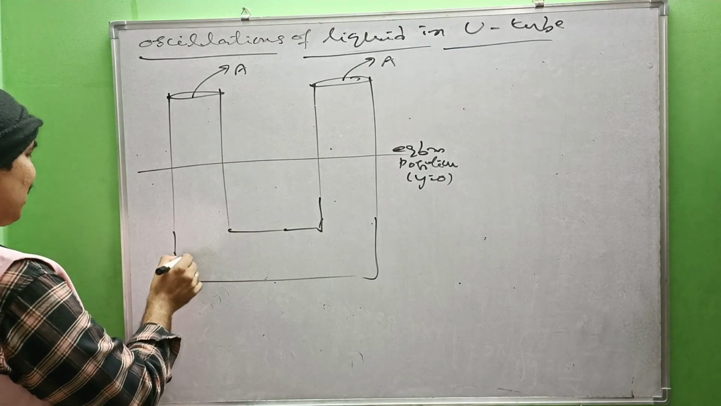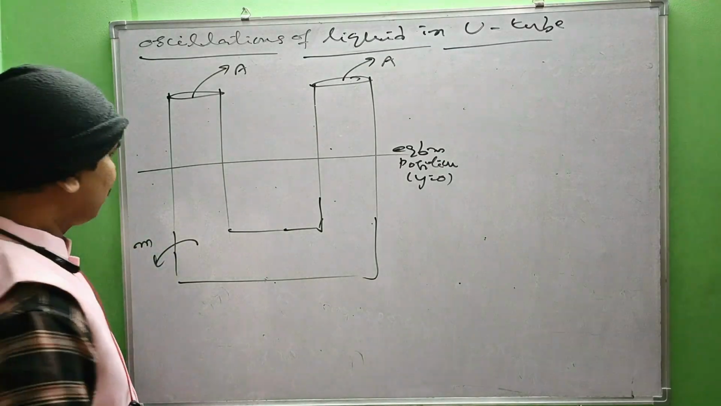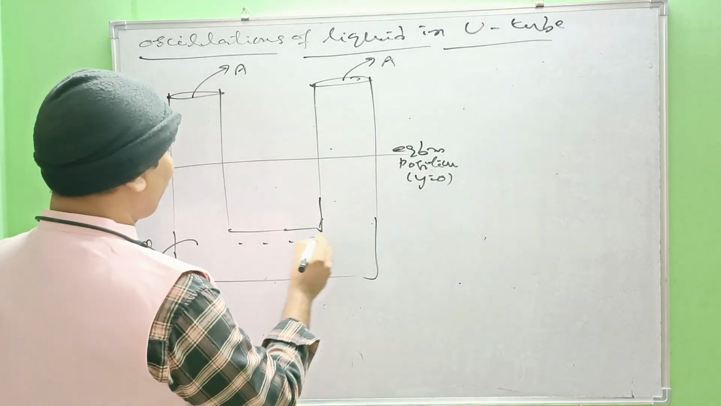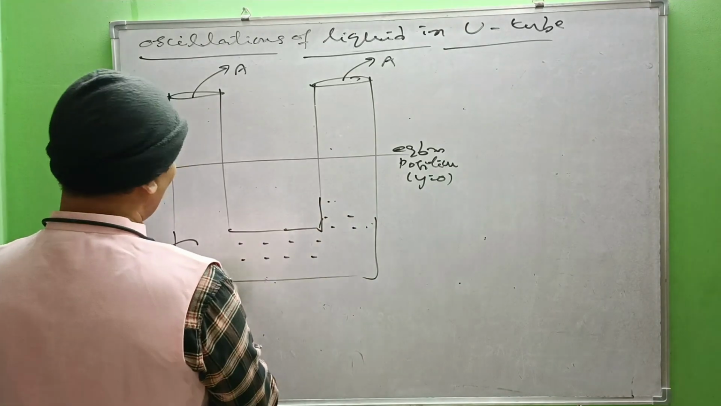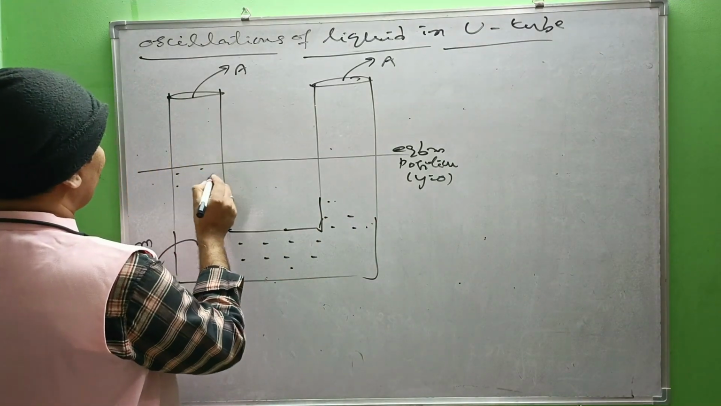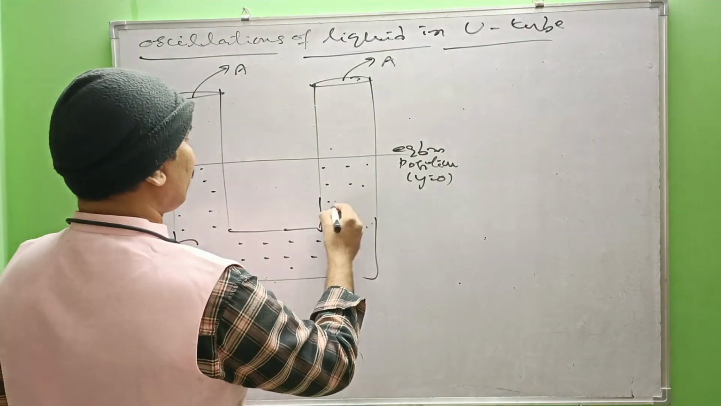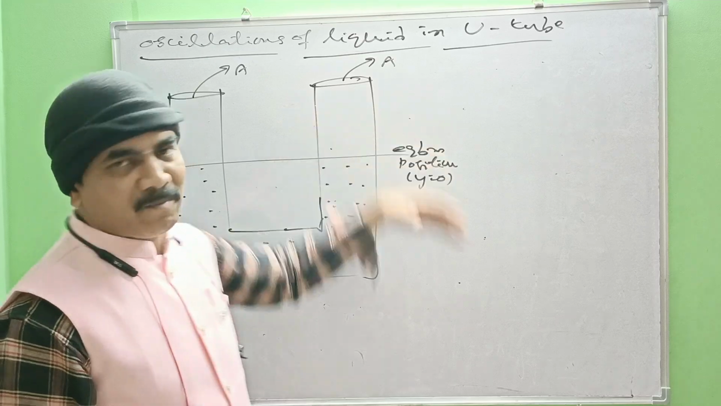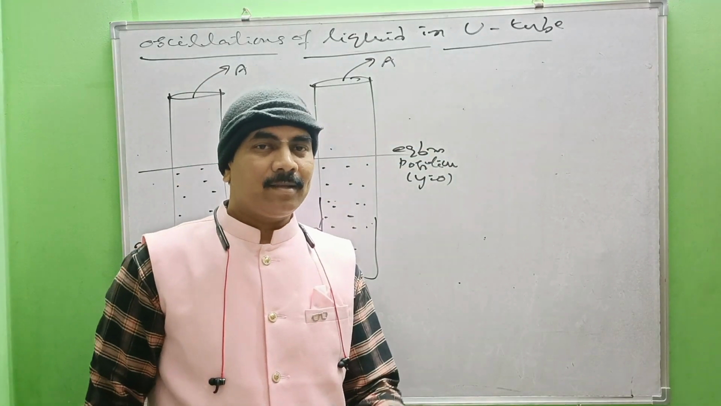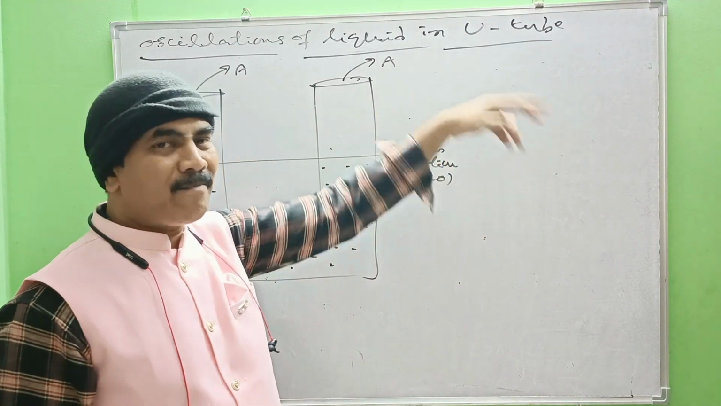Now what is the mass of the liquid here? Let m be the mass of the liquid, right? So this is the liquid like this, up to here. Okay, this is the equilibrium position, otherwise the mean position. That is, we assign the equilibrium position of the given body. That's our first step in finding the time period.